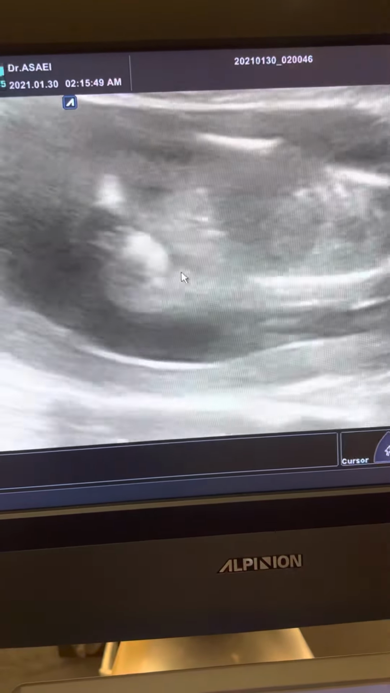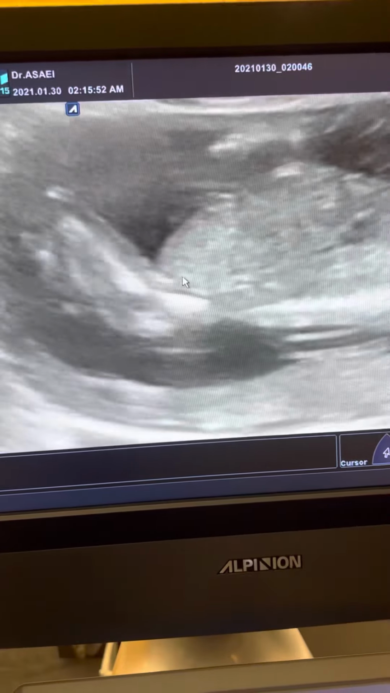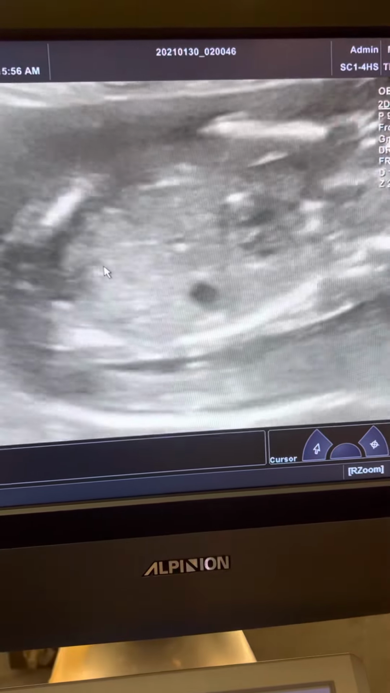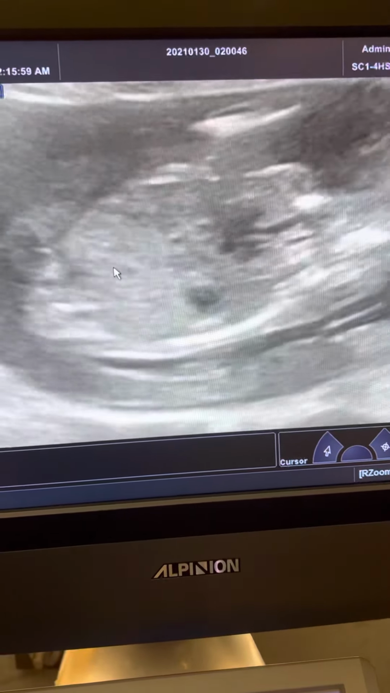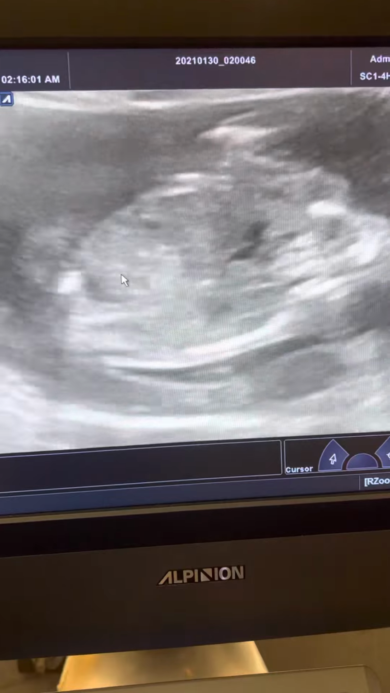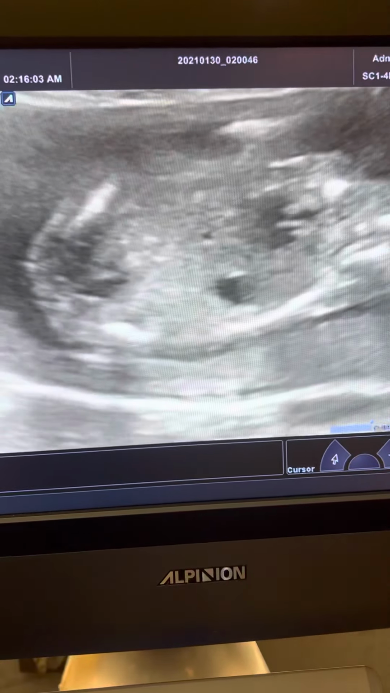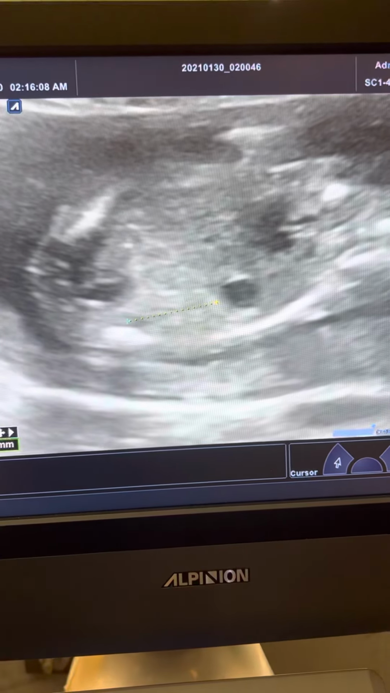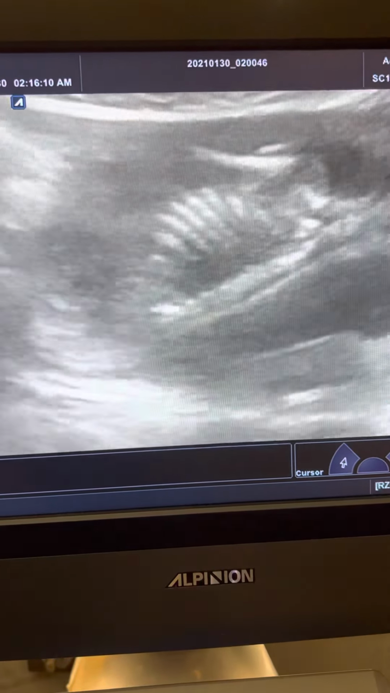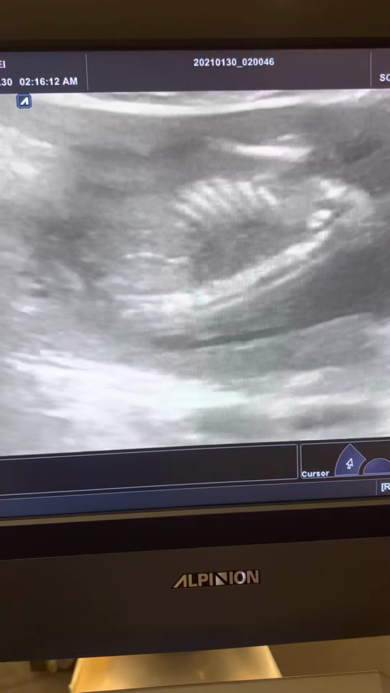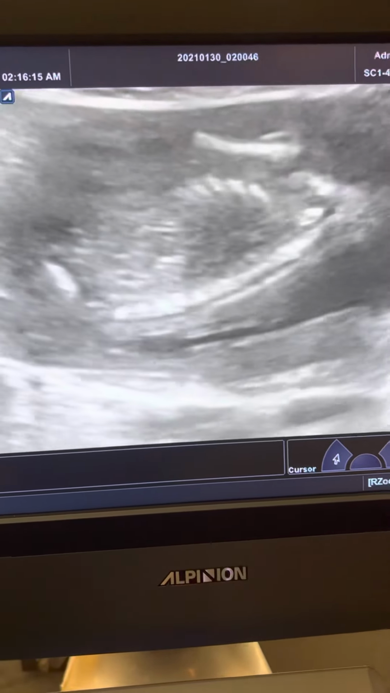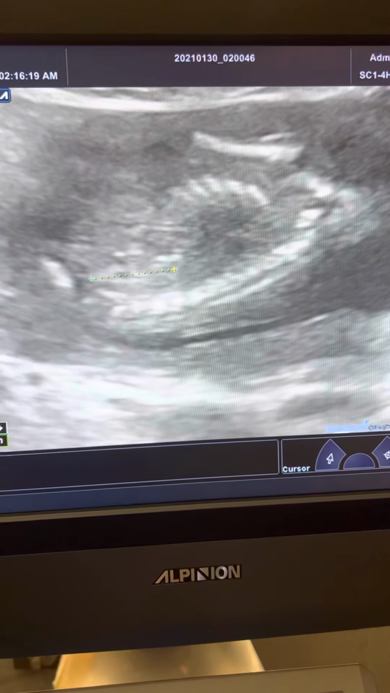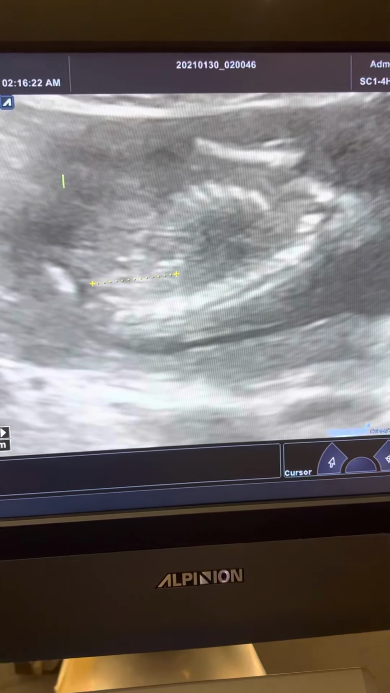So in the abdomen we will look for the kidney. Here we see the left kidney. The size of the kidney is 18 millimeter, which is normal. No hydronephrosis is noted. And here is the other kidney, of course the right one.